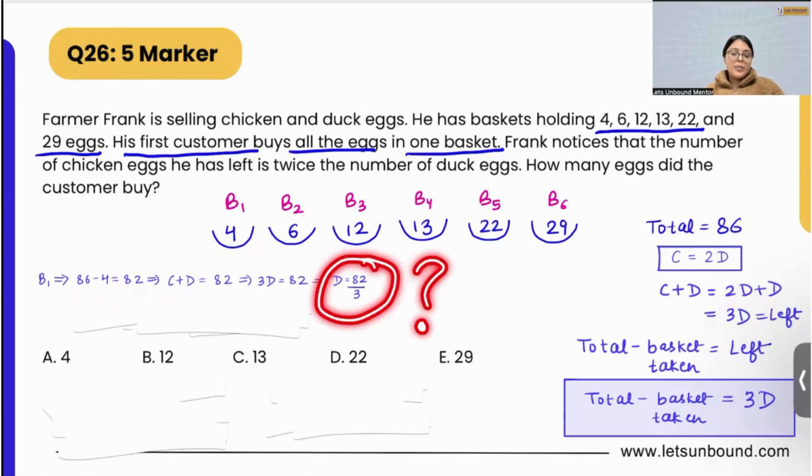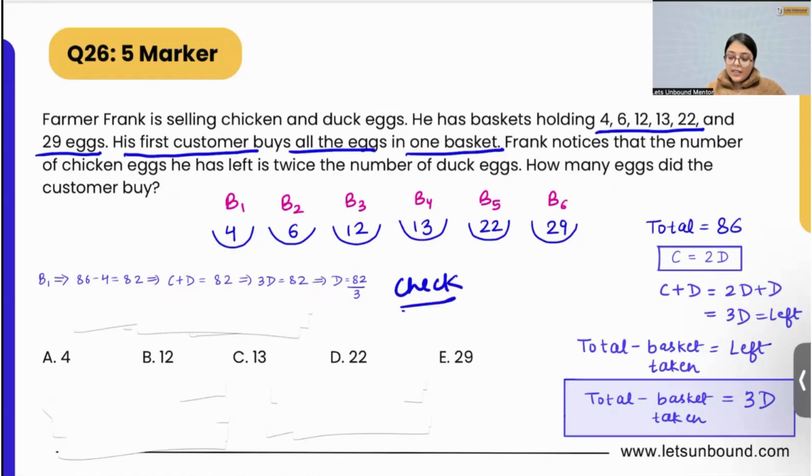Eggs can never be in decimals. It has to be a whole number, right? Because nobody will take half an egg and leave the other half in the basket. So all we need to do here is check whether your final answer is divisible. What we need to check? We need to check that the final answer should be divisible by 3 or not. So this was not divisible by 3. That means the customer didn't take basket 1. So basket 1 is out.